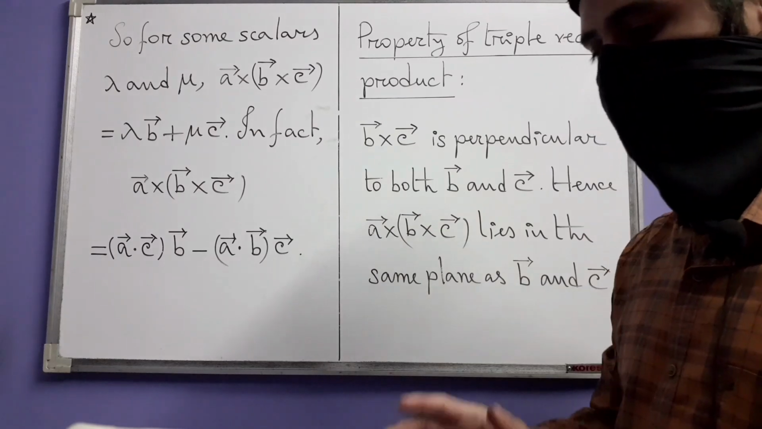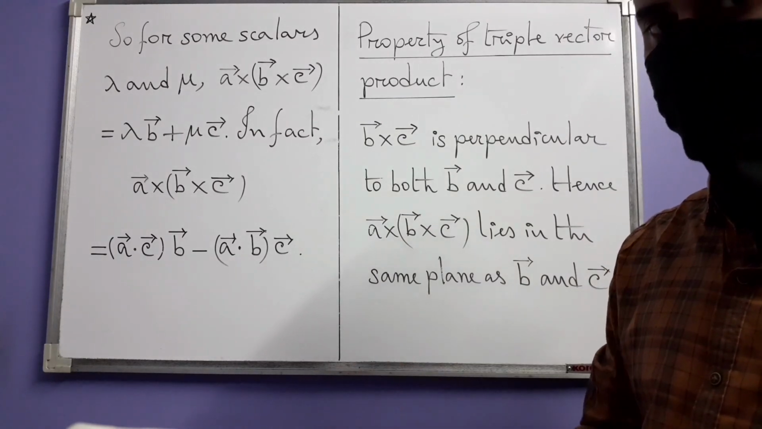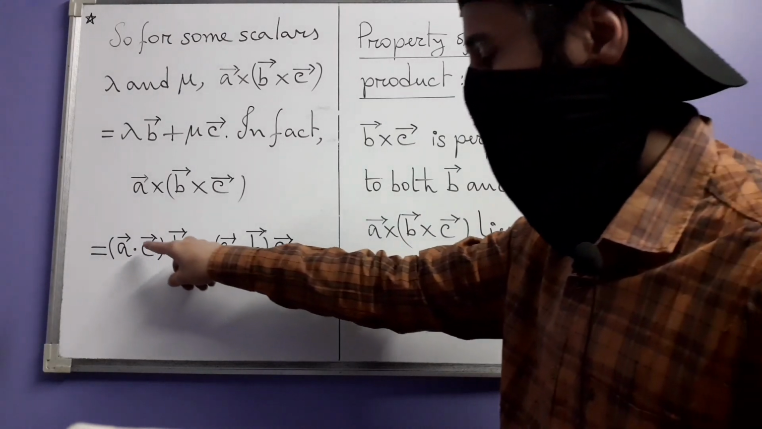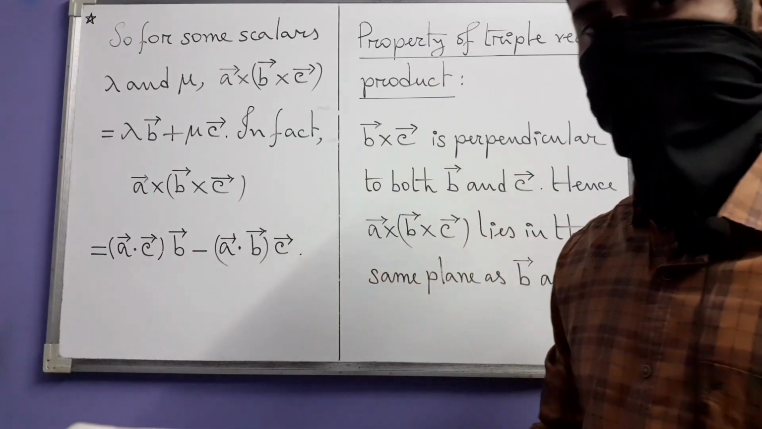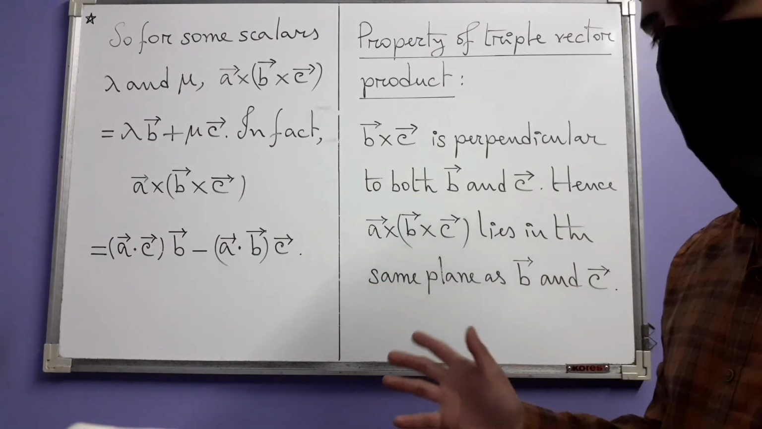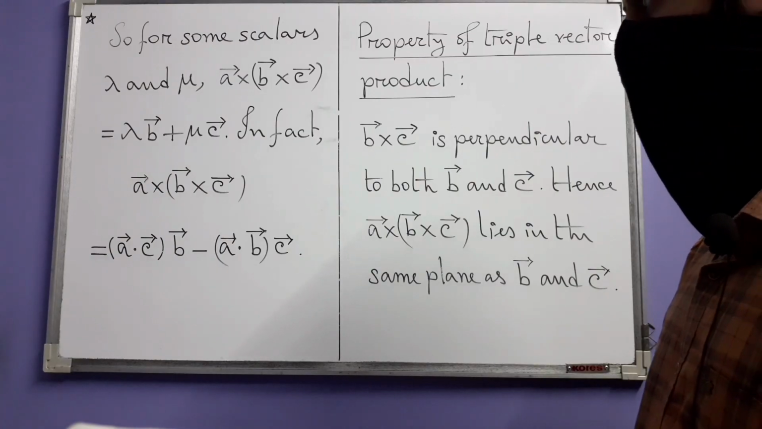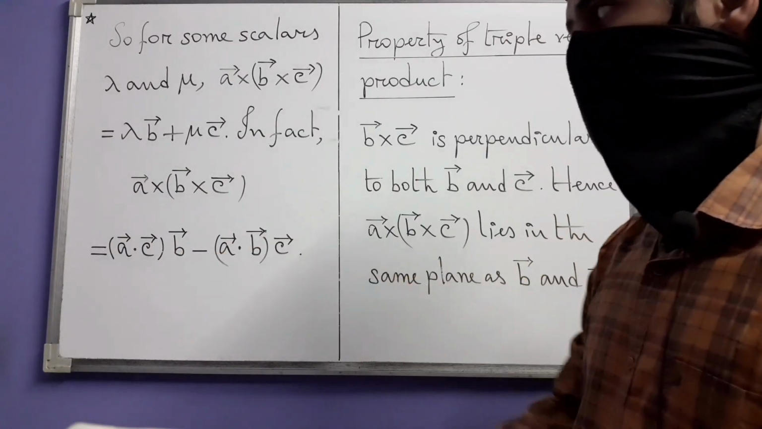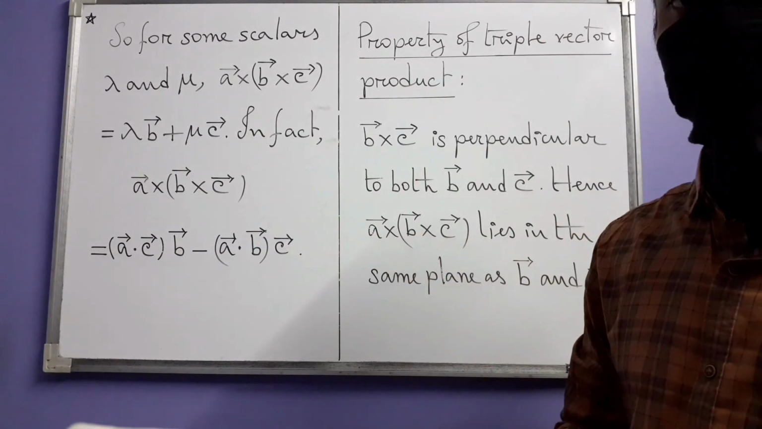Lambda and mu are not just some scalars that have to exist, but in fact lambda is A dot C and mu is minus A dot B. All these things can be proved, of course. How do you remember this? This is something that we will use often.